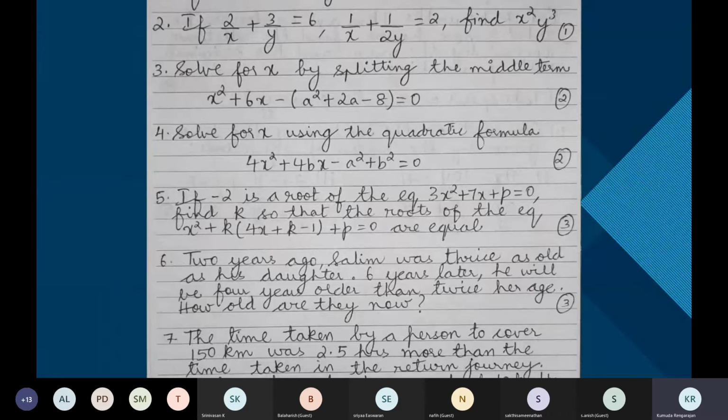Sixth one. 2 years ago, Salim was thrice as old as his daughter. 6 years later, he will be 4 years older than twice her age. How old are they now?